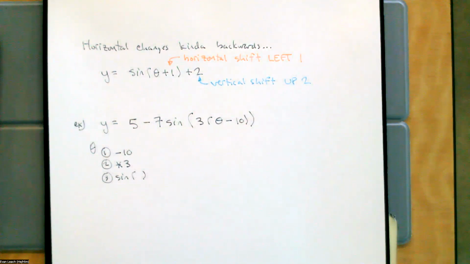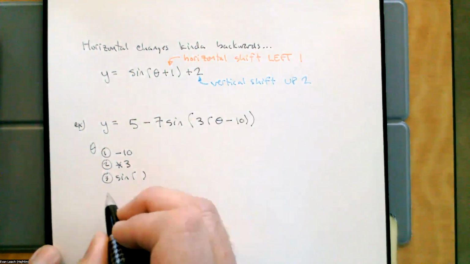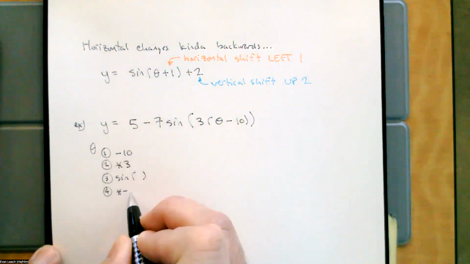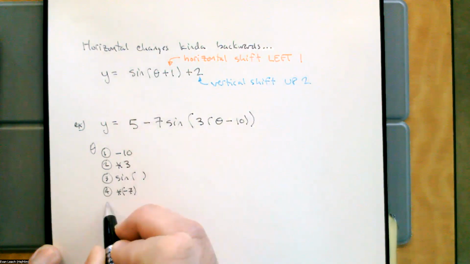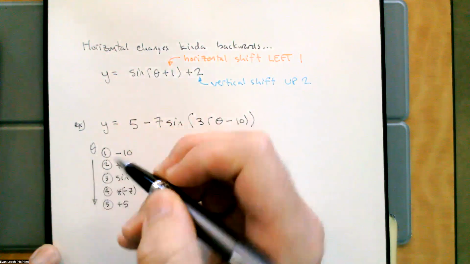And now the stuff that happens after. I've got a +5 and a minus times -7. So we've got to think of our order of operations. We take care of the multiplication first. We don't want to do 5 minus 7 because it doesn't say 5 minus 7. It says 5 minus 7 of these things. It's 5 minus 7 times something. So there is not a -2 going around here. The next thing that happens is we multiply by -7. And fifth, we add 5. That's how theta gets turned into a y.